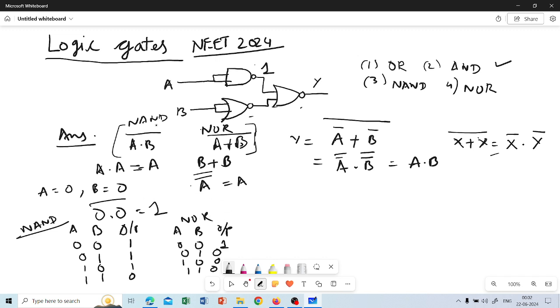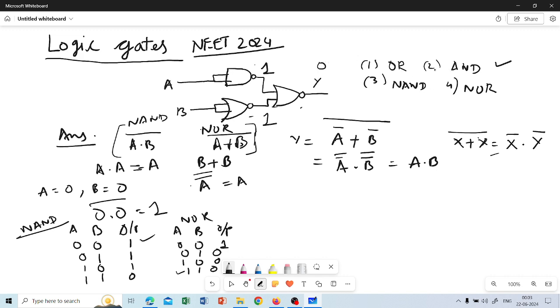From this truth table, when both inputs are 0, you can see that output is 1, and also when both inputs are 0 for NOR gate, output is 1 again. So now for 1 1, the truth table says that the output is 0. So here output is 0.